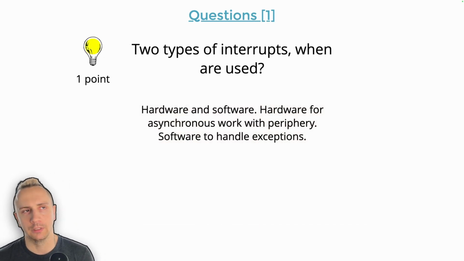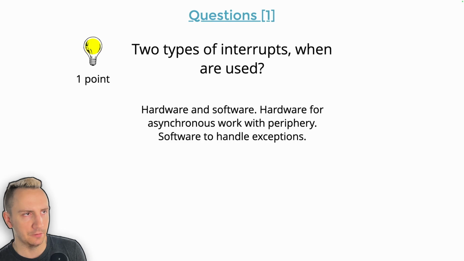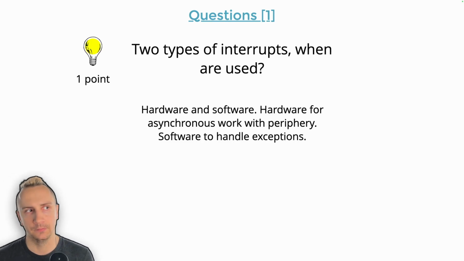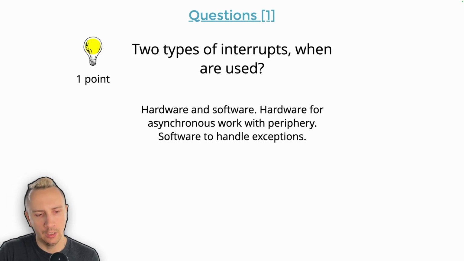Hardware and software. Hardware interrupts we use for asynchronous work with peripheral devices, and software interrupts we use to handle exceptional situations happening in the code, in the machine code executed by the CPU core.